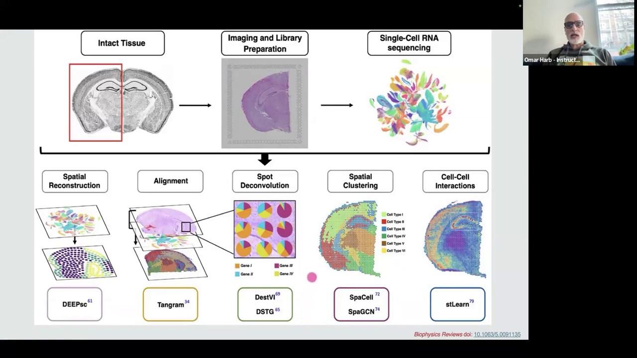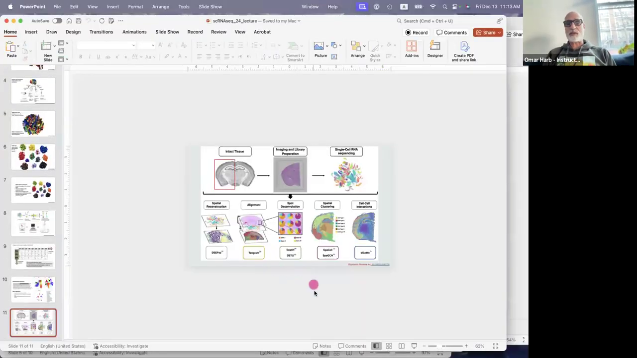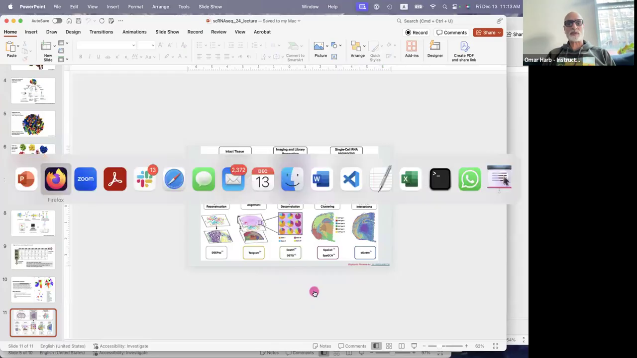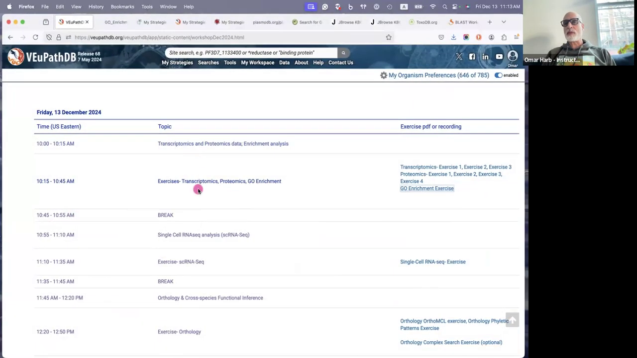Okay, so this is all I was going to say about single cell data. And I'm sure there are lots of questions which we can discuss further in the breakout rooms or here afterwards. Any other instructors, anything else you wanted to point out or highlight that I did not highlight?